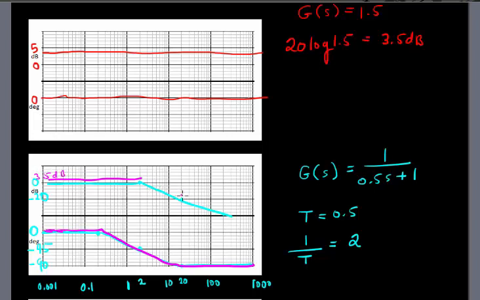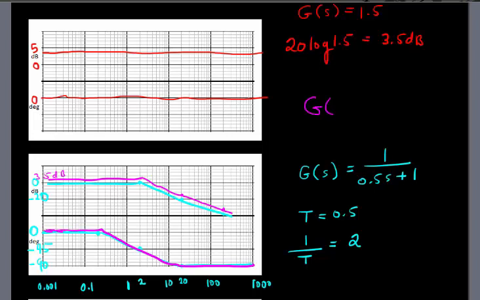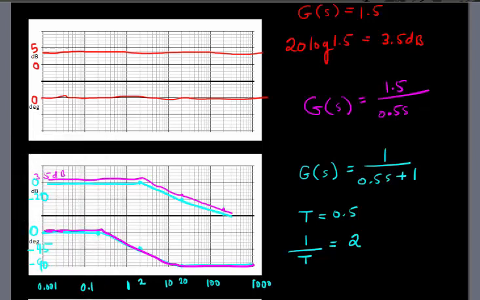And then these points here will also be raised. But that slope of minus 20 dB per decade is still the same. So the purple is the plot of G of s equals 1.5 over 0.5s plus 1, which is the same as 3 over s plus 2.